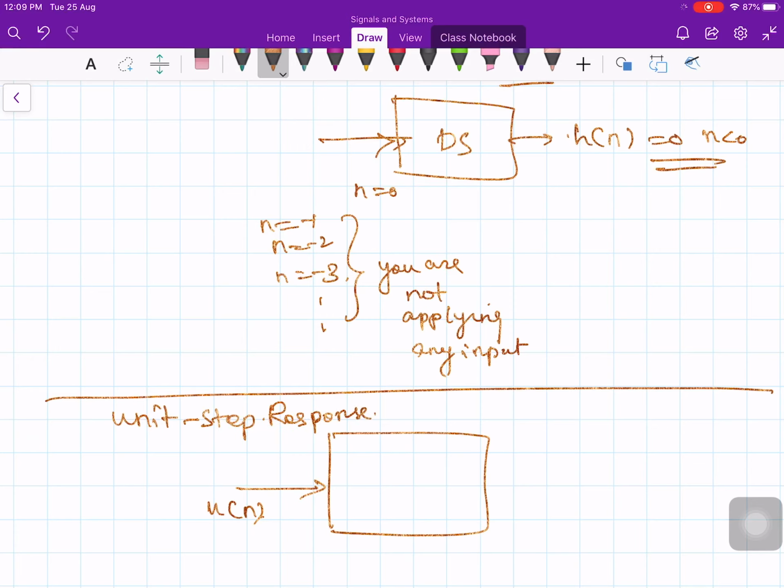Now for this accumulator, I want to find out the impulse response. So how do you find it? You take a discrete time system. If the input is x of n, my output is y of n. That is given by summation of L equals minus infinity to n. Whatever the argument you put, the same argument you put here as an upper limit.